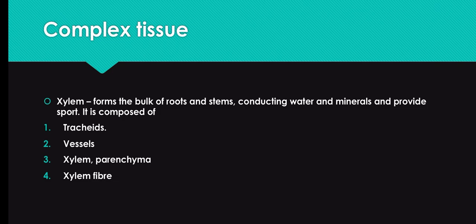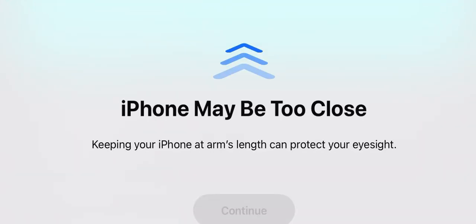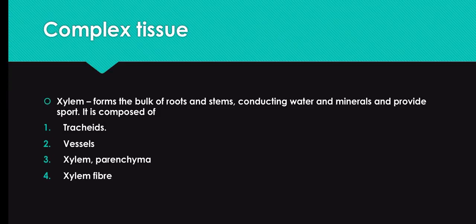Xylem parenchyma. Xylem parenchyma, living, thin-walled, abundant parenchymatous cells involved in storage of starch, sugar, and lipid. Xylem fiber. Sclerenchymatous fibers occur abundantly in woody dicots having thicker wall and narrower lumen, stronger and provide mechanical support.